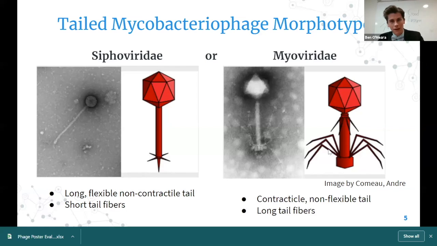So to further our journey along classifying phages, we can take a look at two tailed mycobacteriophage morphotypes, specifically the Siphoviridae and the Myoviridae. On the left, we have the Siphoviridae, which are characterized by having these long, flexible, but non-contractile tails with these short little stubby tail fibers at the distal end. We can compare this to the Myoviridae, which have these complex and contractile tails. However, they are non-flexible. And additionally, they have much longer tail fibers at the end.